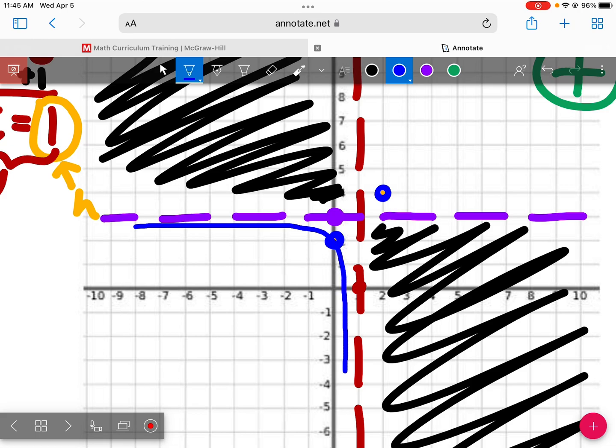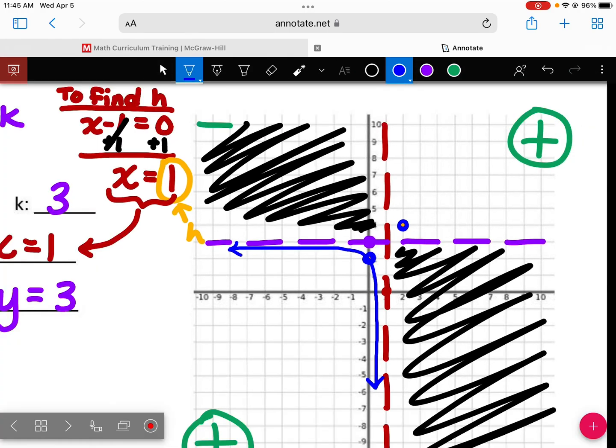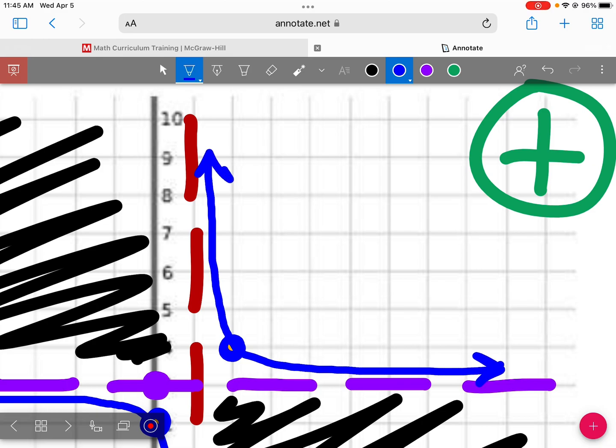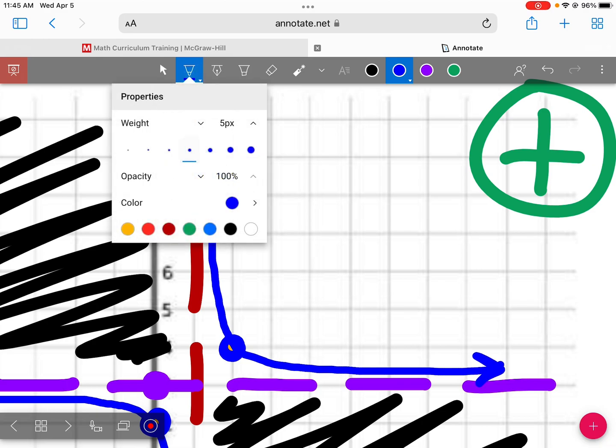The graph lays flat along the asymptote, curves through those points, and does not cross the other asymptote. It comes along this asymptote here, curves through these points, and lays flat along the other asymptote. Not allowed to touch or cross my asymptotes.